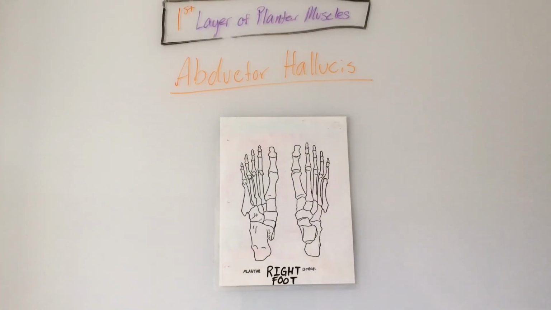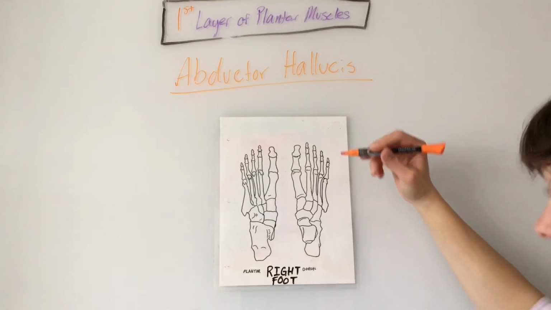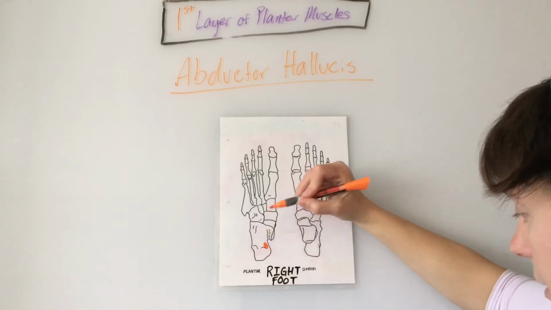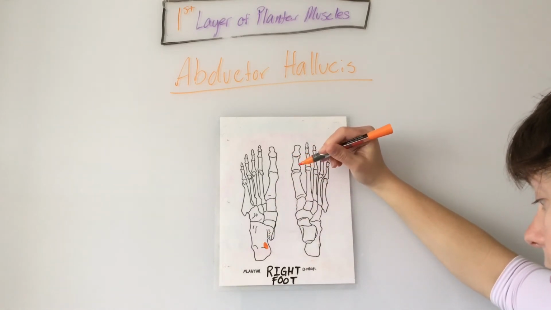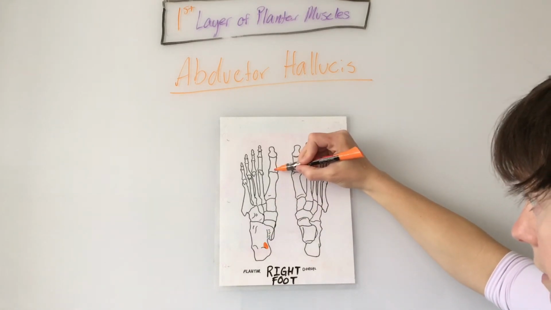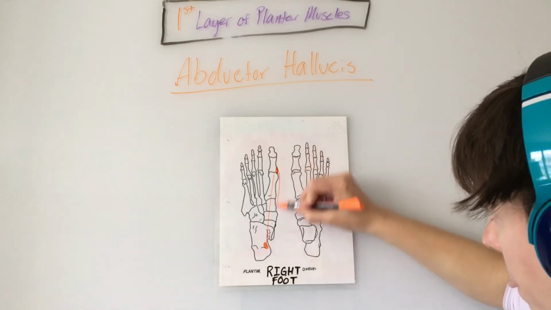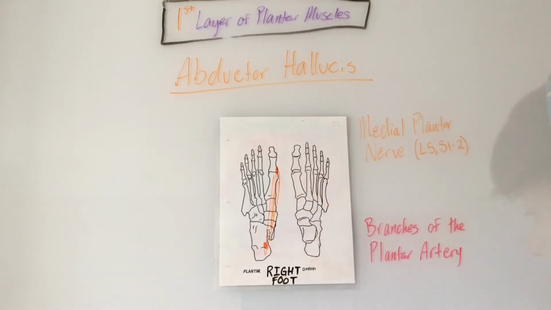The abductor hallucis originates on the flexor retinaculum and the calcaneal tuberosity on the medial side. It inserts on the medial side of the proximal phalanx of the hallux. It is innervated by the medial plantar nerve L5, S1 through 2. Blood supply branches of the plantar artery, and its action is to abduct the hallux.